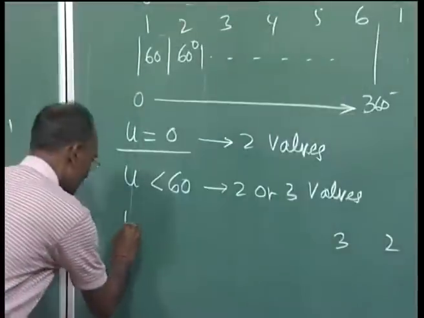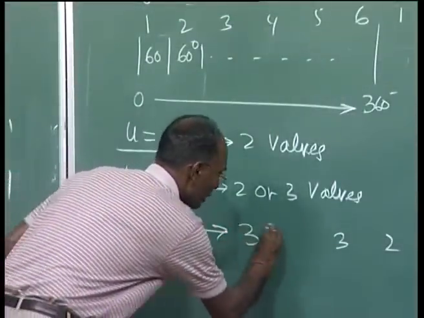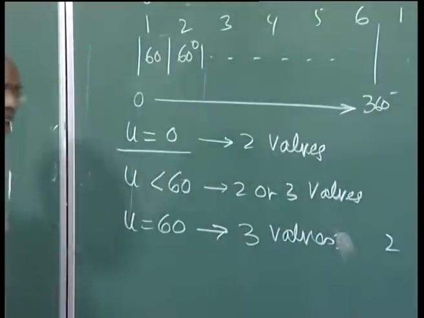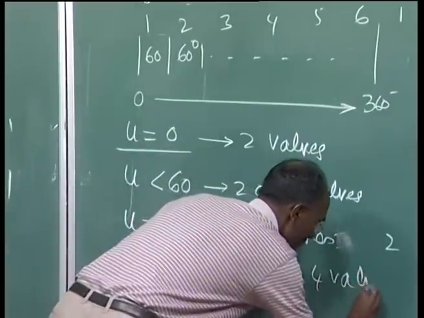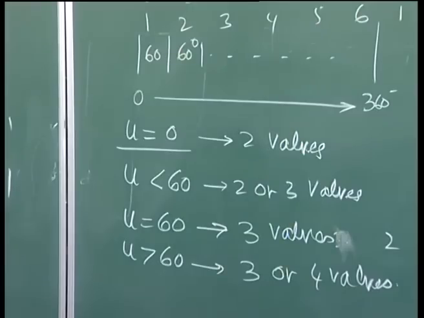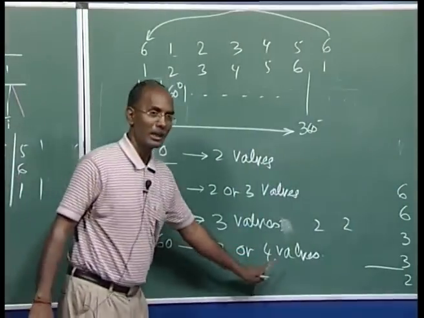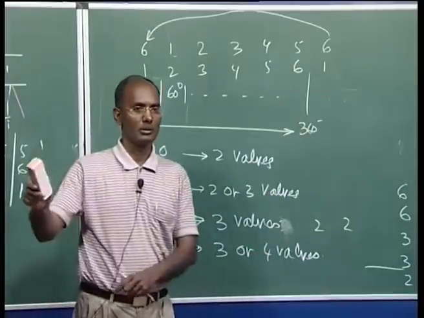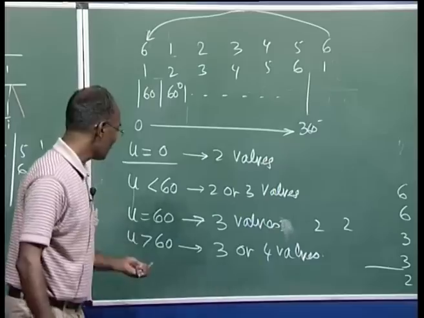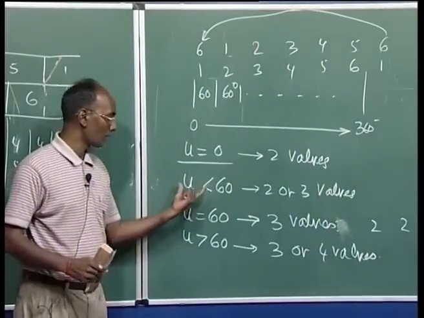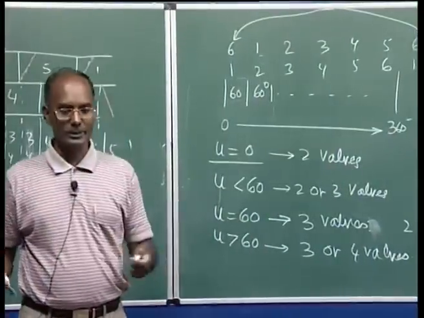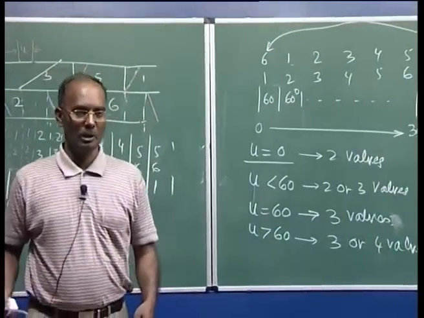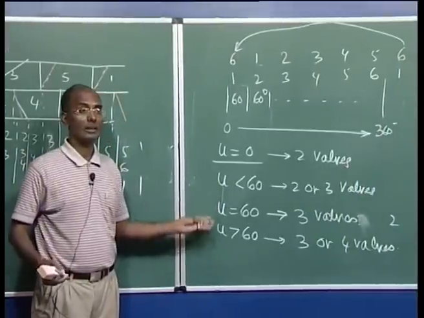If your u is 60, then it will be 3 valves always. If your u is greater than 60, then you are going to have 3 or 4 valves. And once you are at 4 valves, it means there is a dead short circuit somewhere in your converter circuit. So, we always try to operate our converter with an overlap angle u less than 60 degrees. But there are some conditions, especially during fault or abnormal conditions, where you have no control over u, and therefore it can land up in these cases, and that is very dangerous.